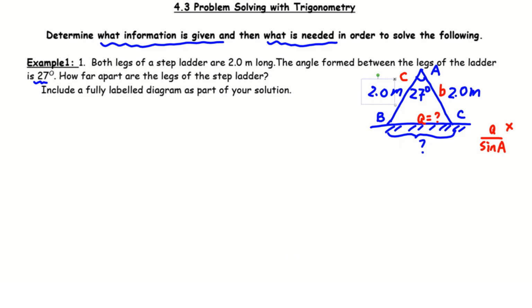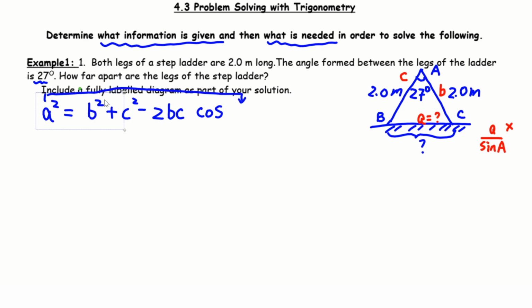For the cosine law, the side we want to solve, we want it by itself. So a squared equals the other two sides, b squared plus c squared, minus 2 times the other two sides. Then for cosine law, we have cosine, and the first and the last letters need to match. So side a, then cosine angle A.